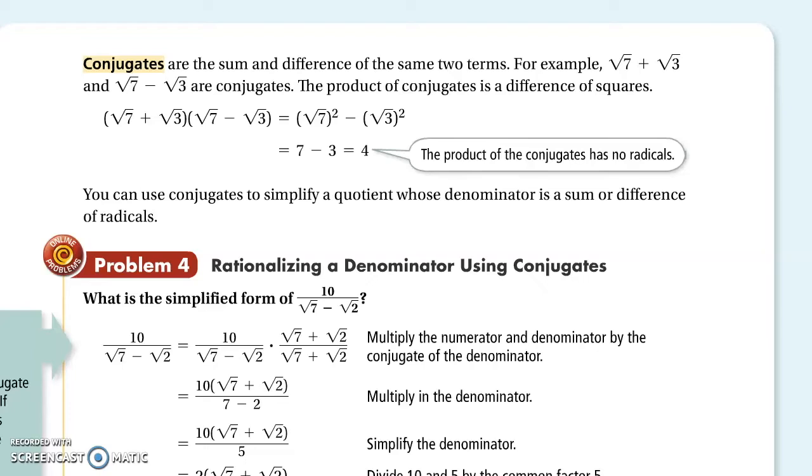Alright, so let's go ahead and look at this. Conjugates, if you guys don't remember, are the sum and difference of the same two terms. Another way to put this is the terms are the same, but the signs are different. Square root of 7 plus square root of 3, square root of 7 minus square root of 3. The biggest difference is one is plus and one is minus. Now what happens if we distribute and do our FOIL: first, outer, inner, last? Well, we would actually end up getting something quite unique. We would actually end up getting just one number by itself.